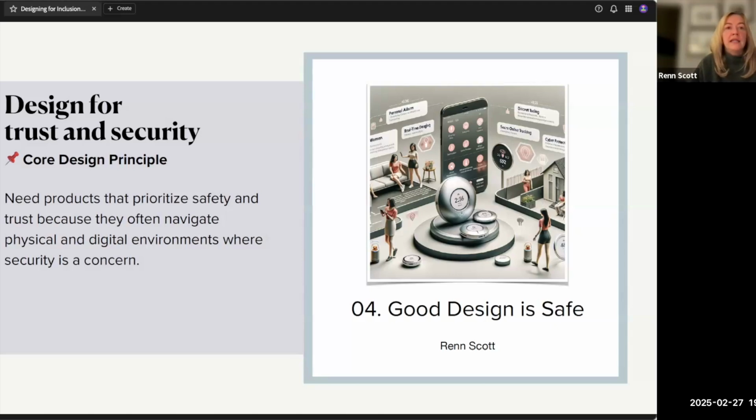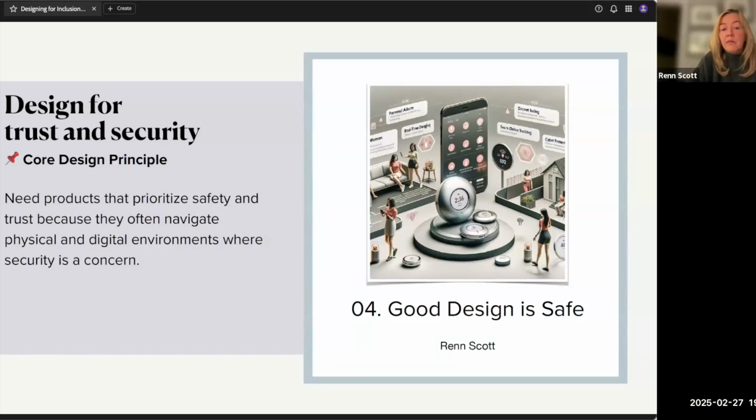And what has led to this list? Let's do a deeper dive into those. Good design is safe, a core design principle. I'm starting with this one. It is number 4 in the list, but I'm bringing it up today to bring more focus to it.